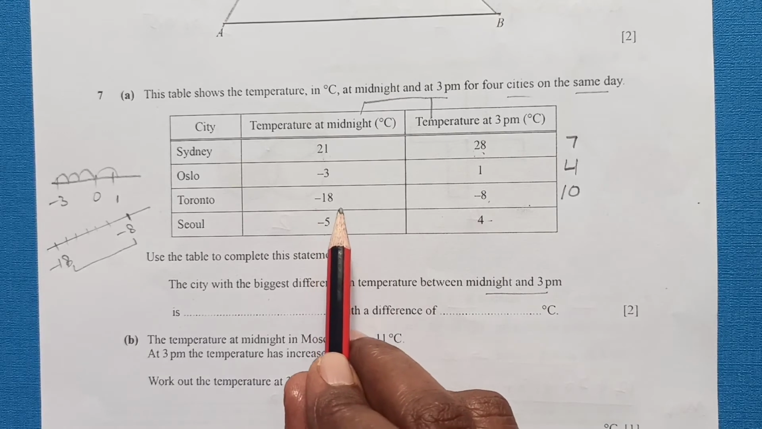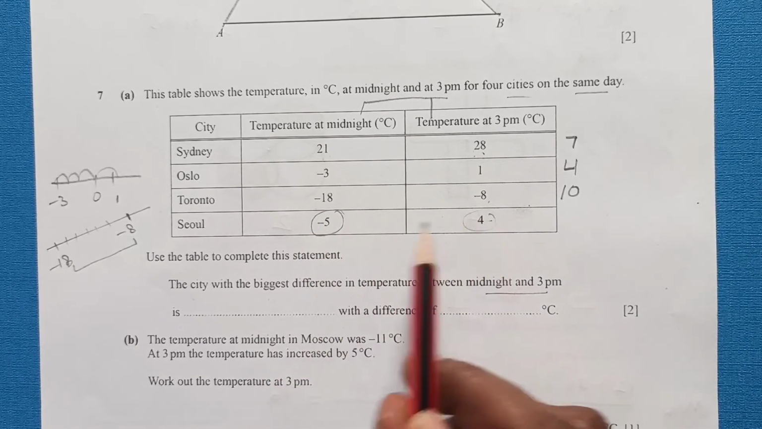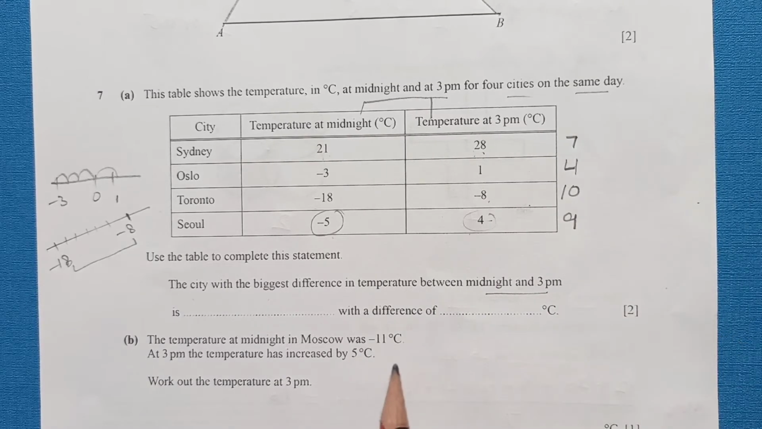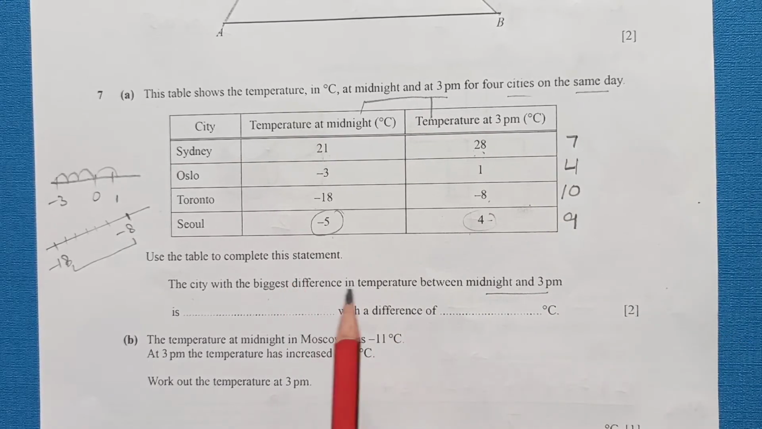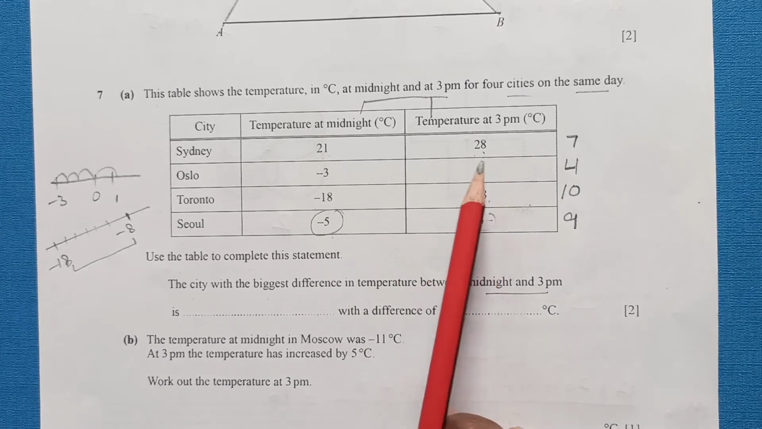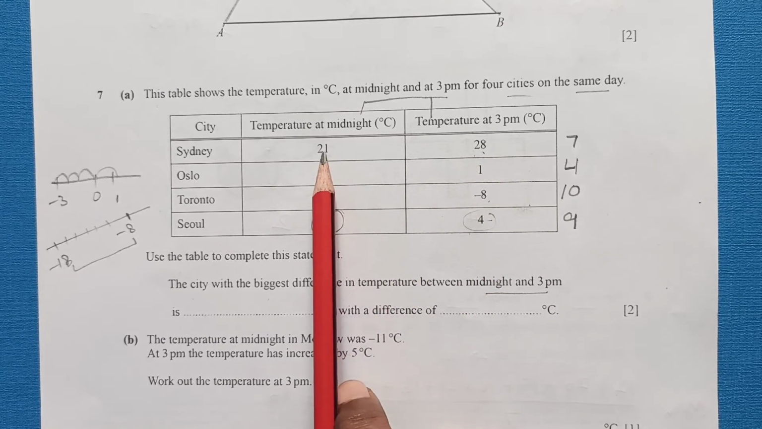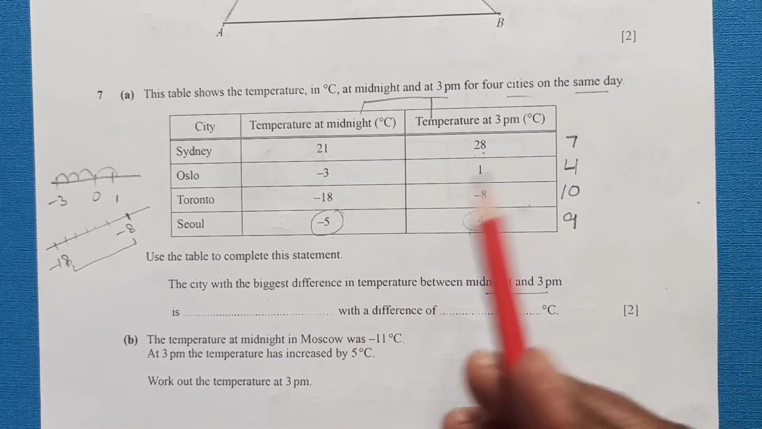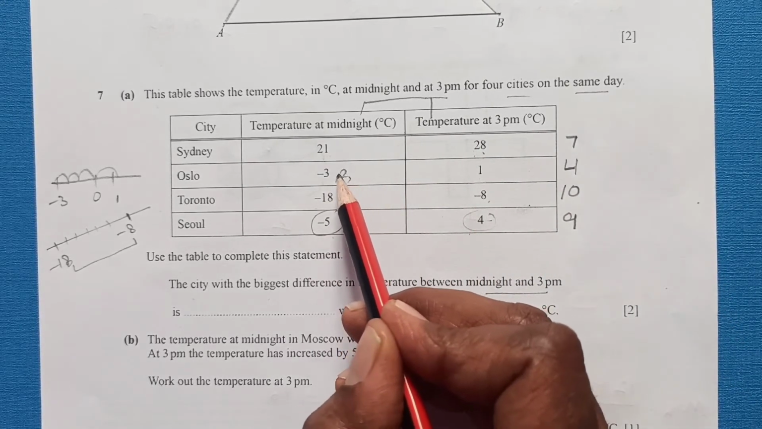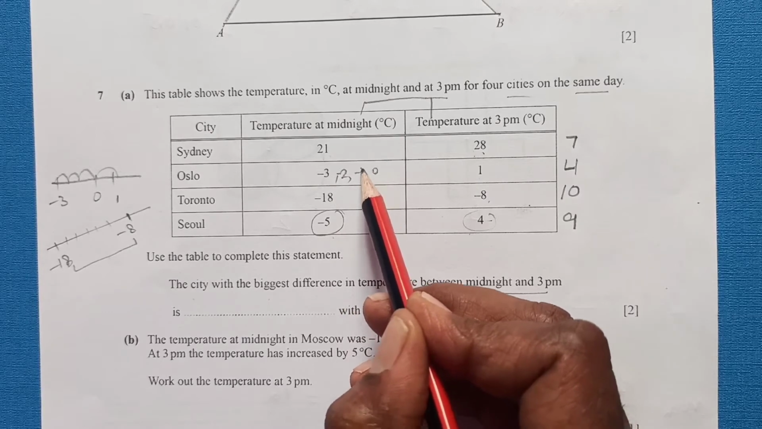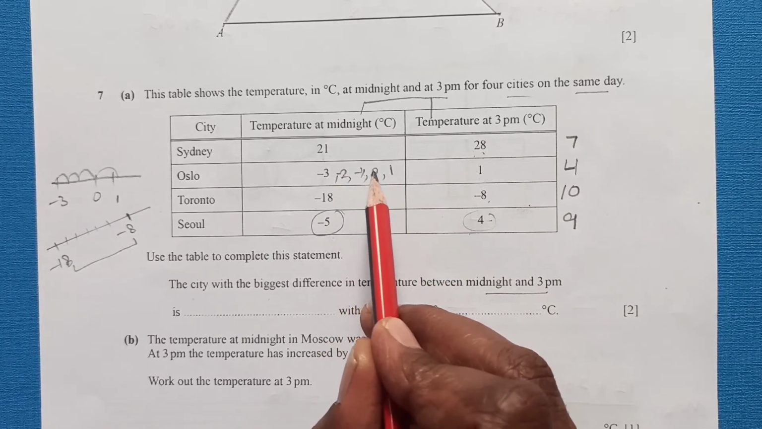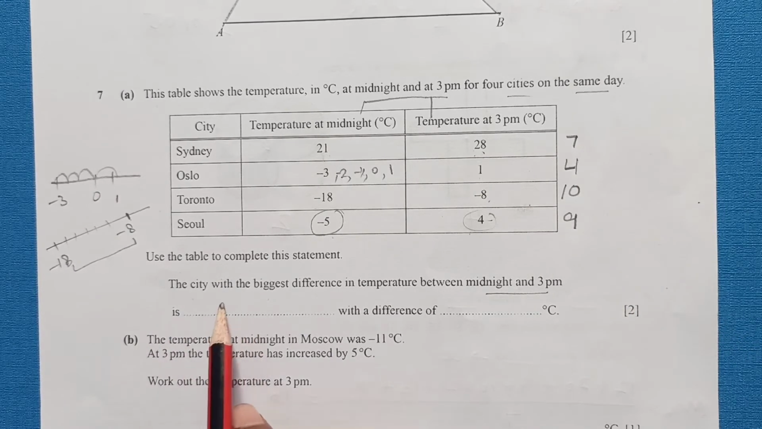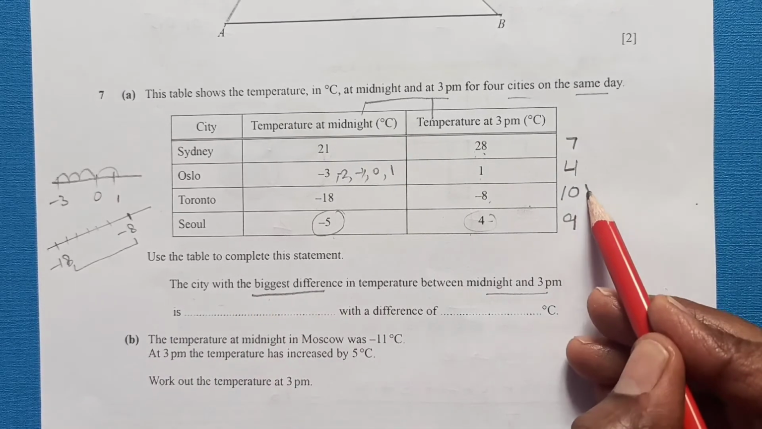And now you see, this is negative and this is positive. So 5 this and 4 this, so it is 9. Guys, you need to be practical for this, because you can see we are taking the difference. So 21 to 28, it is 7. Negative 3 to 4: negative 3, negative 2, then negative 1, then 0 and then 1. So 1, 2, 3, 4. So the difference is 4. This is how you are going to calculate. So the biggest difference is 10.